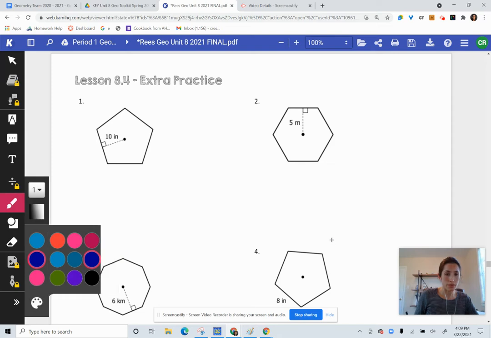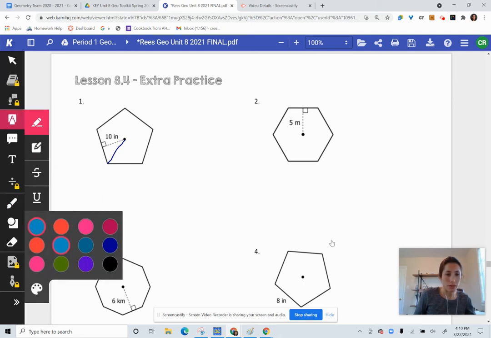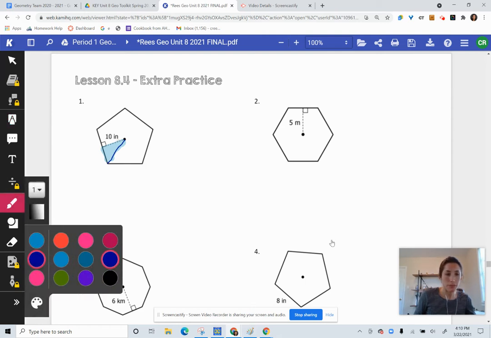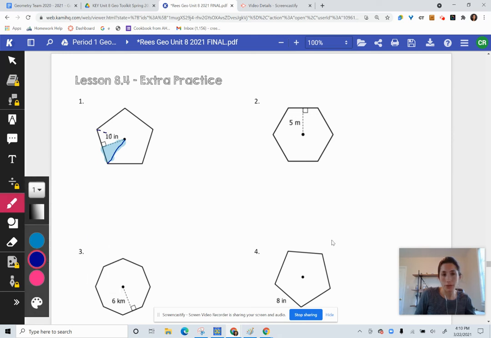I like to always set up my problems by creating my little right triangle in each of these. Let's pretend that's a straight line. So two things I need to know. I am going to highlight this triangle here. If I can find the area of this triangle, I should be able to find the area of the entire shape. Now I can fit two of those triangles, 1, 2, on each side of this pentagon.